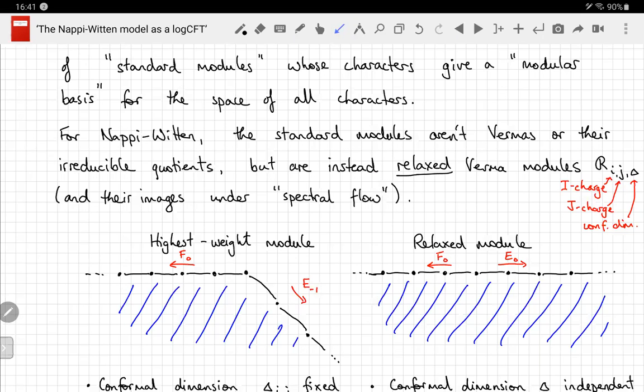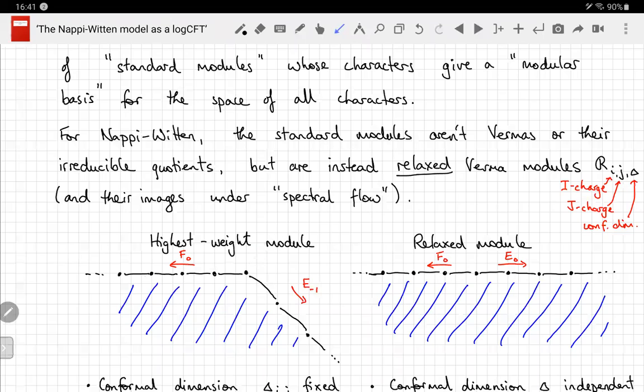So what is a relaxed module, a relaxed Verma module? Well, essentially, when you take a highest weight module, you choose a raising operator and a lowering operator. Here we have our vacuum state, and you'll see that F0 is allowed to act on it freely and end up computing more and more excited states, but E0 is not. E0 annihilates this, so it's an annihilation operator for the purposes of this type of module.